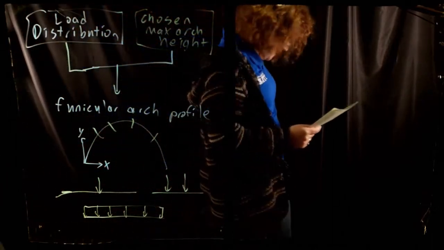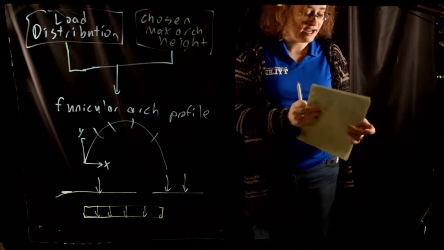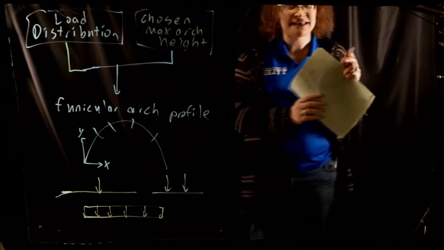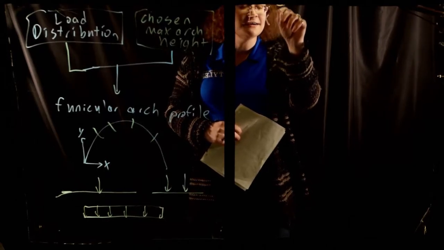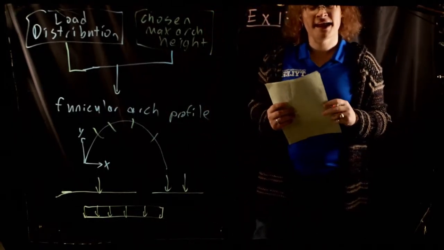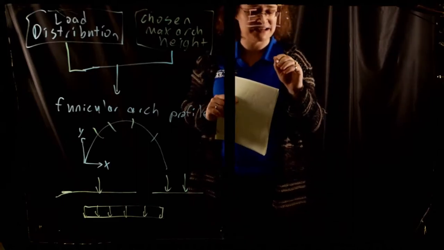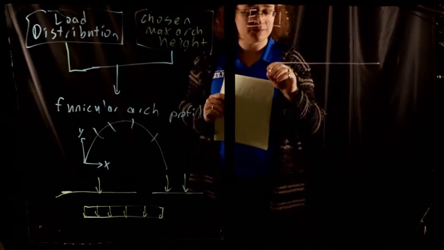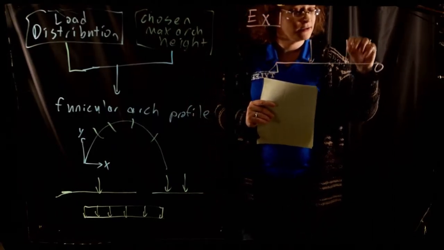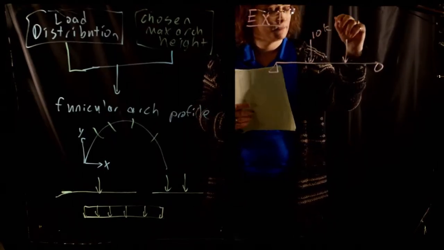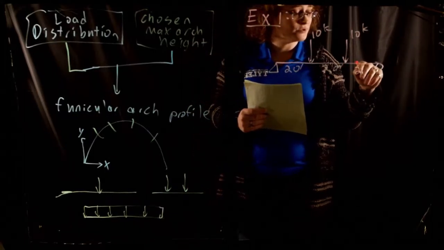So let's say we have this example here. For example one, imagine I have a couple loads over a span that I need to support. And let's say that if I supported this as a beam, the equivalent simple beam would look like this. I would have two 10-kip loads at the third points on the span. And dimensions, this is 20 feet, 20 feet, and 20 feet.